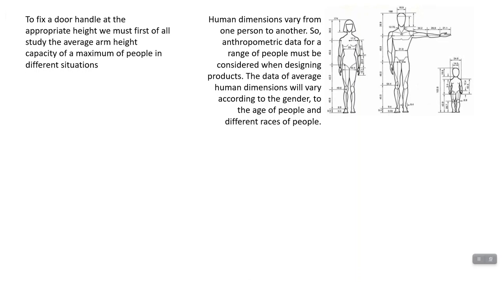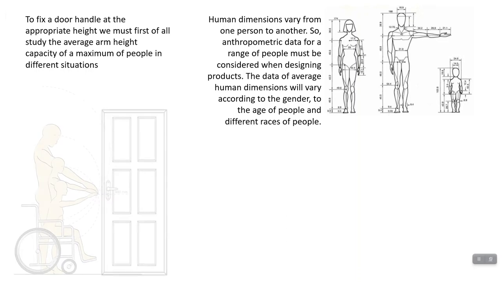So human dimensions vary from one person to another. So anthropometric data for a range of people must be considered when designing products. The data of average dimensions will vary according to the gender, the age of the people, and different races of people. As I said, in different countries we have different average body size.